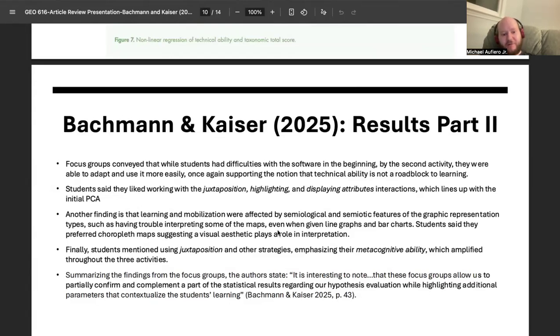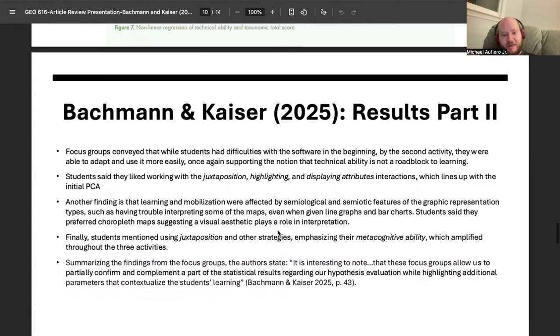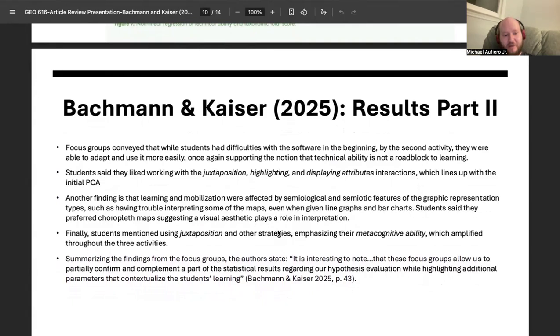The choropleth maps do tend to be easier to read than other types of maps, which is probably why the students liked the choropleth maps better. And it was harder to read certain other maps. Finally, students mentioned using juxtaposition and other strategies, emphasizing their metacognitive ability, which amplified throughout the 3 activities.